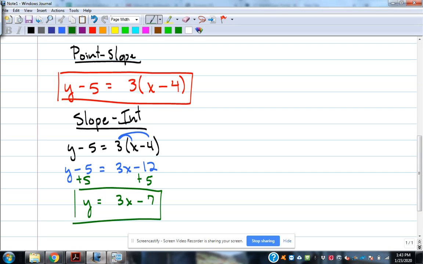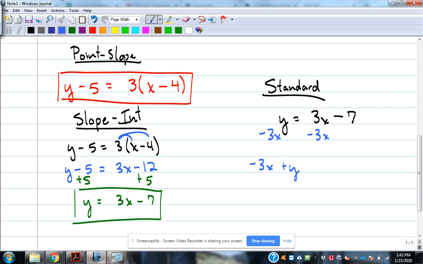And then the last thing that we're going to do on this problem is write it in standard form. So standard form, what's the difference in it? Y and x are on the same side. So when we go to do the standard form, we're going to start with that slope-intercept form. Let's get y and x on the same side. I subtract 3x. It's going to be negative 3x plus y is equal to negative 7.